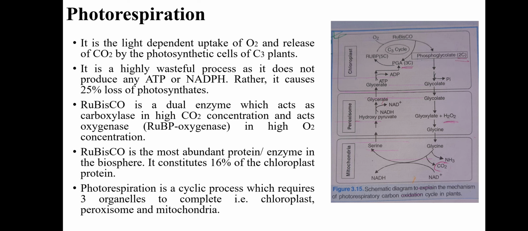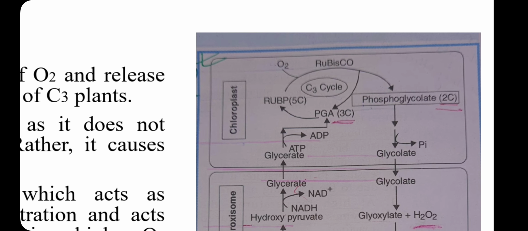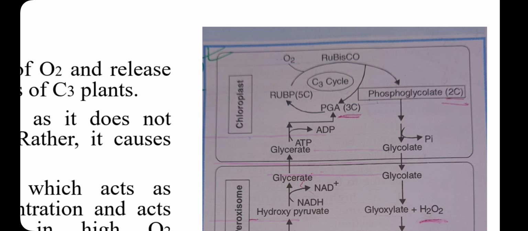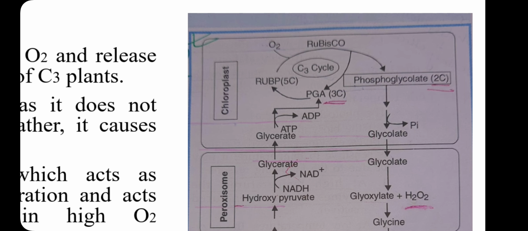This process of photorespiration occurs in three organelles. That means it requires three organelles to complete the whole cycle of photorespiration. One is chloroplast, second is peroxisome, third is mitochondria. In the whole cycle, first rubisco accepts the oxygen and converts it to phosphoglycolate. Then phosphoglycolate forms glycolate.